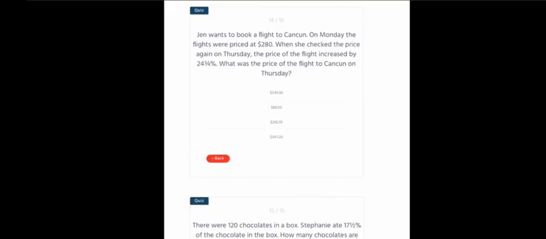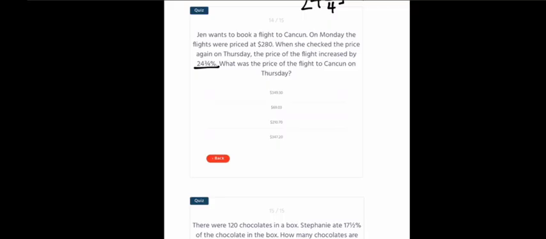Okay, so let's do number 14. It says, Jen wants to book a flight to Cancun. On Monday, the flights were priced at $280. When she checked the price again on Thursday, the price of the flight increased by 24.75%. What was the price of the flight to Cancun on Thursday? So here we have a percent again that has a fraction. So let's take that fraction and turn it into a decimal.